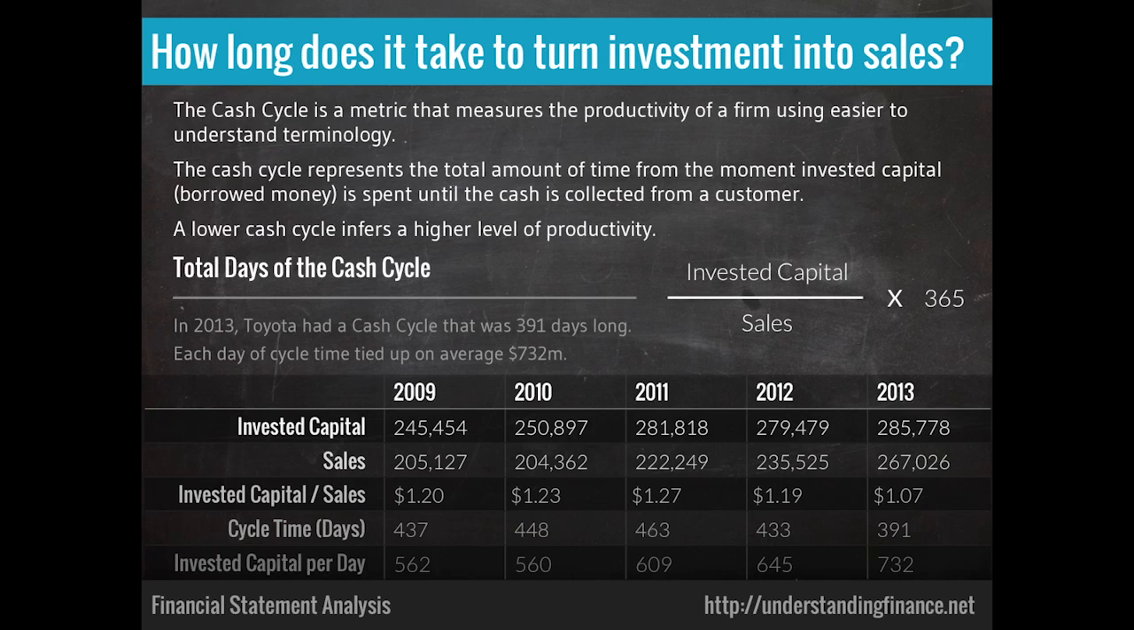And that's important because every day of invested capital, the debt and the equity, is tying up $732 million worth of cash. So the longer their cycle, the more money they're going to have to tie up. The opposite is true. If they get faster, it's like squeezing a wet sponge. The investment is being freed up and it's able to either be repaid or used for other purposes. And that's a key productivity measure of the business.